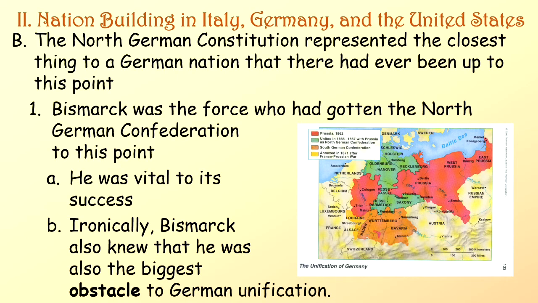The North German Constitution represented the closest thing to a German nation that there had ever been up to this point. Bismarck was the force who had gotten the North German Confederation to this point. He was vital to its success. Ironically, Bismarck also knew that he was the biggest obstacle to German unification.